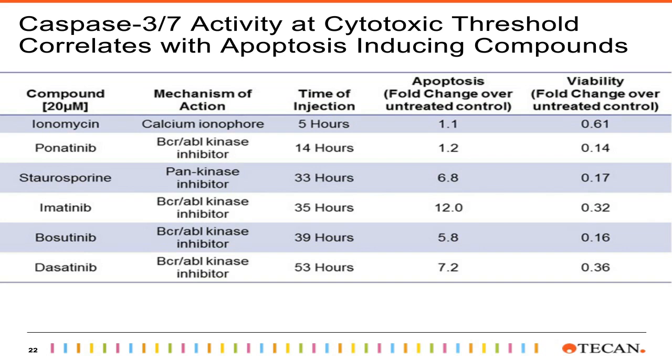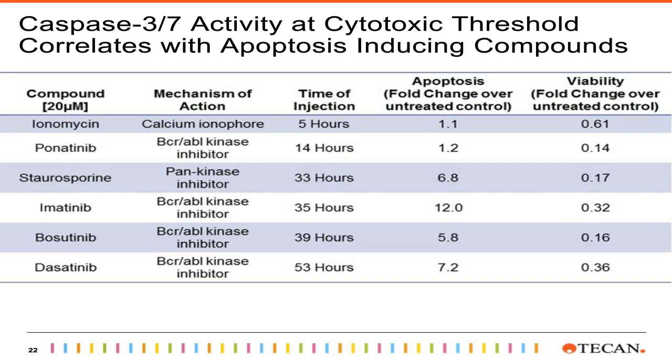So for apoptosis, the larger the number that you see there, the greater the magnitude of the apoptosis in that sample at that point in time. For viability, the smaller the number, the fewer cells present at that time of injection. So with staurosporine and the BCR-ABL targeted inhibitors, we see that there's detectable apoptosis at the time of reagent injection.